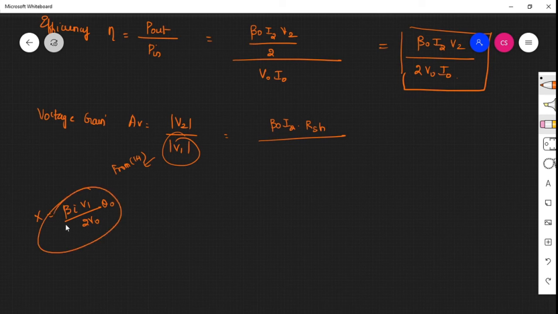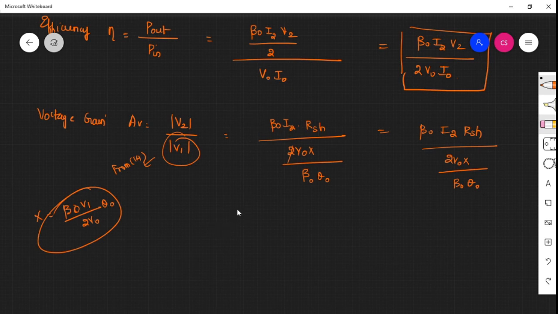So V1 can be written as 2 V naught into X divided by beta naught, not beta I, so it is beta naught into theta naught. So cancelling out the like terms, this can be written as beta naught into I2 into RSH divided by 2 V naught X divided by V naught theta naught.